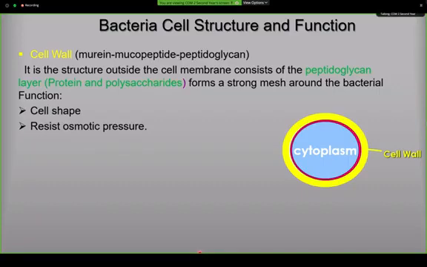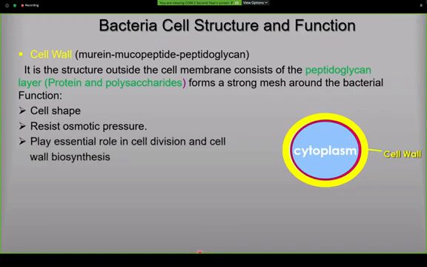All right, the third thing, they play a role in cell division and cell wall biosynthesis. So it helps in biosynthesis of the cell wall itself. Another important thing is that it helps in differentiating between gram-negative and gram-positive when it comes to gram staining. The thickness and the constituents of the peptidoglycan play a role in dividing the two major groups of gram-negative and gram-positive.